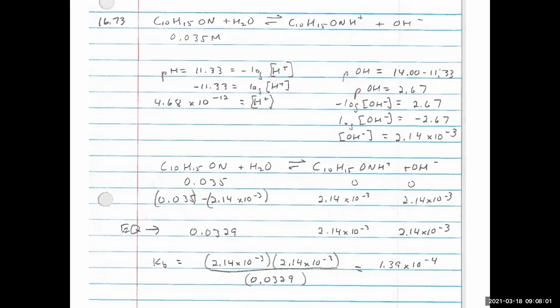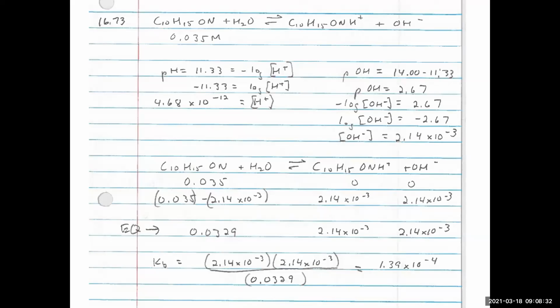So I do that subtraction, I get 0.0329. And the others are still the 2.14 times 10 to the minus 3. And then I can set up my Kb expression. So Kb simply is products over reactants. All the coefficients are 1, so I don't have to do anything about that. And then I can solve for 1.39 times 10 to the minus fourth.